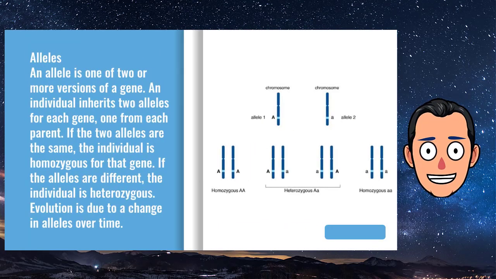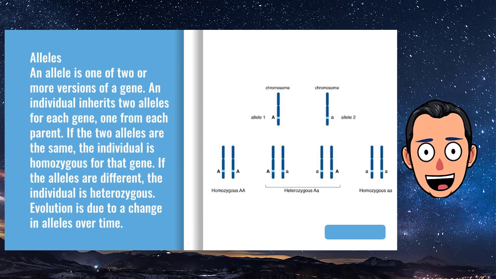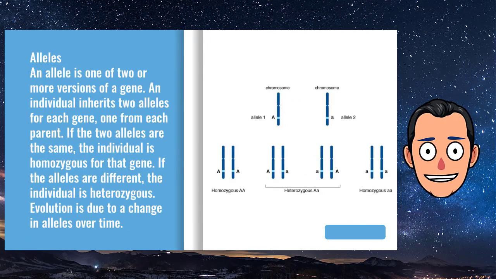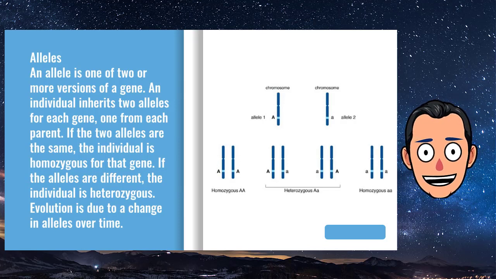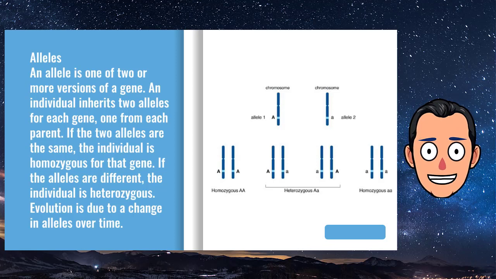Alleles. Variations of traits are heritable. These variations are determined by different alleles. An allele is one of two or more versions of a gene. An individual inherits two alleles for each gene, one from each parent.